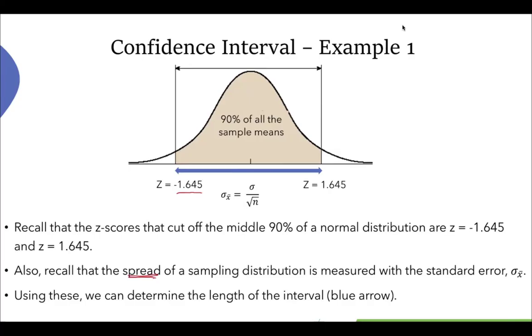Using the standard error and the z-scores together, we are going to determine the length of the interval, which is the blue arrow. And that's going to give us our confidence interval.